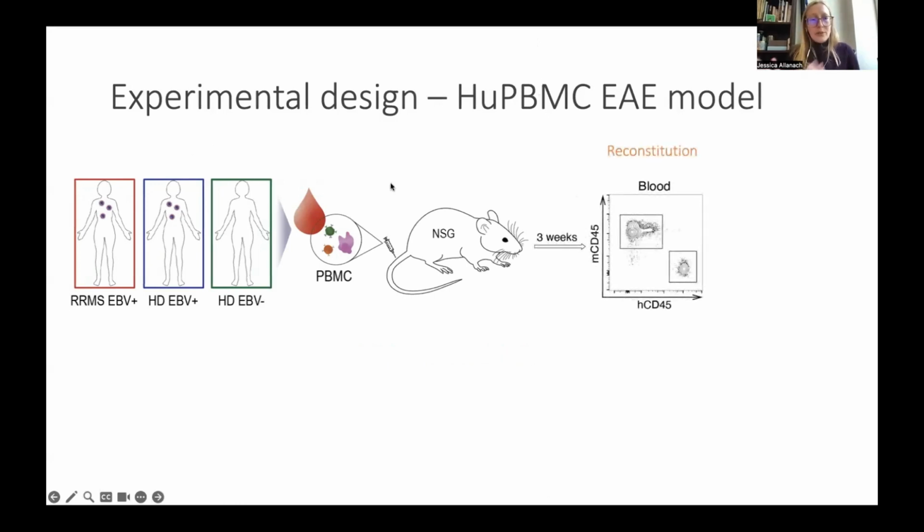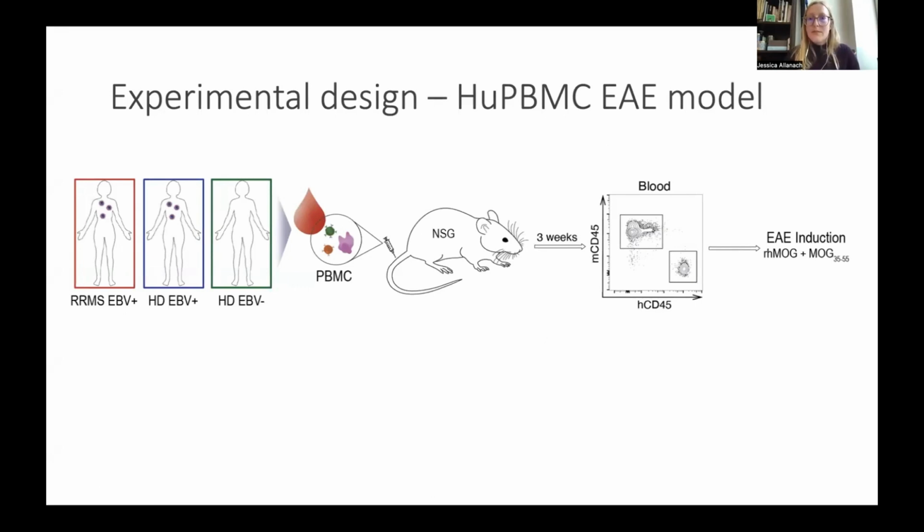Following 3 weeks, we allow the T cells mainly to reconstitute into these mice, and then we check their blood samples to ensure that the human CD45 positive cells have actually engrafted. So we have an effector T cell population to work with to induce EAE. And then we induce EAE using a combination of both full-length MOG protein, the extracellular domain 1-20, as well as the MOG 35-55 epitope.